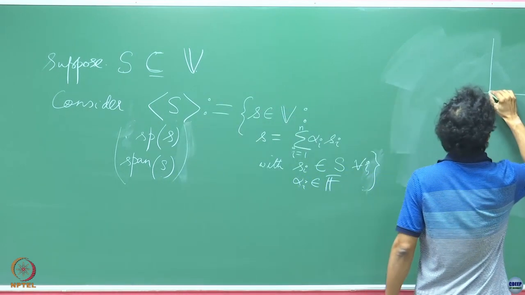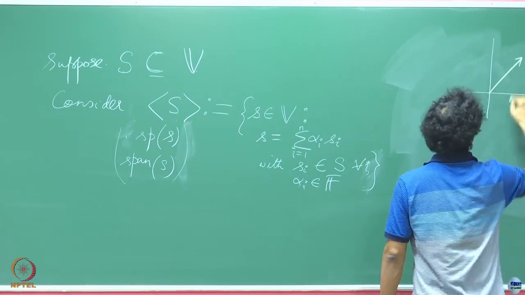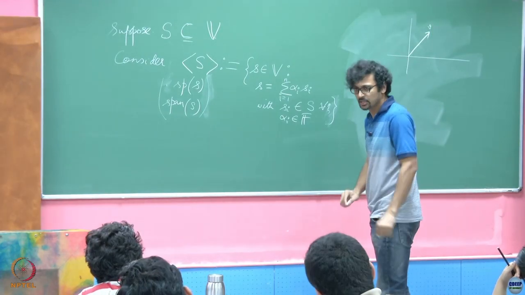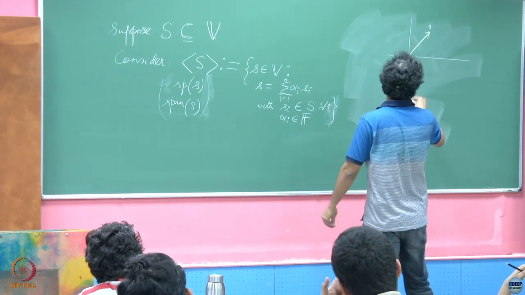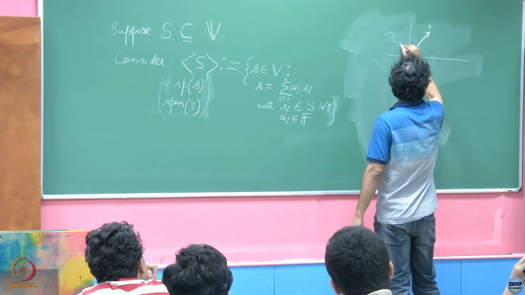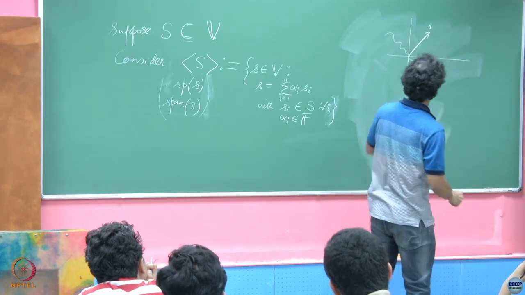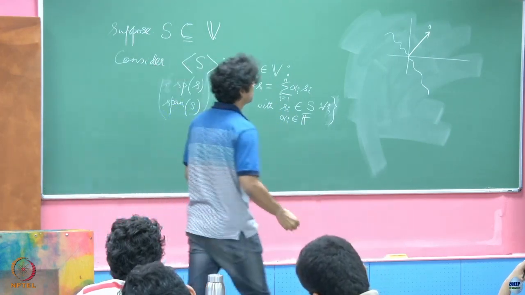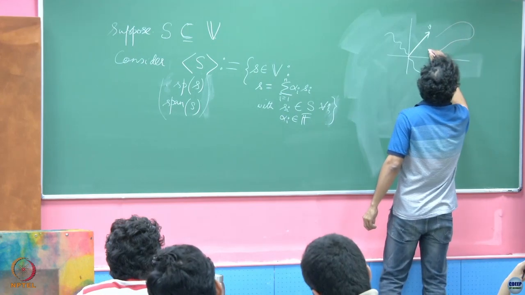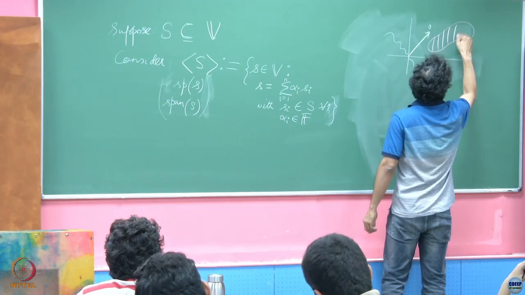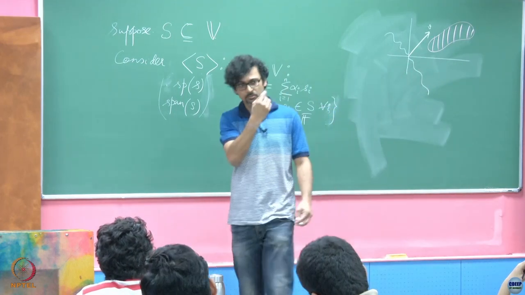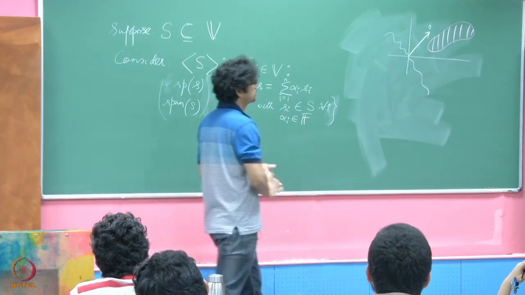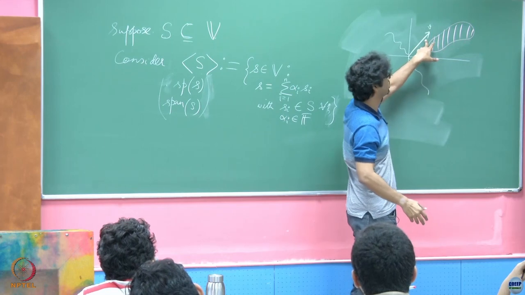Let me take first a single vector, say V. That is the set S, just a single vector. Then let us say this is my set S. And then let us say this is my set S. So obviously when I say vectors here, I mean points on R2. So what do you think is the span of this first one, the one I have drawn in green?